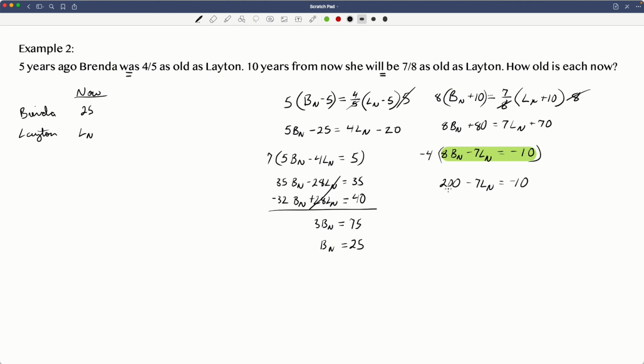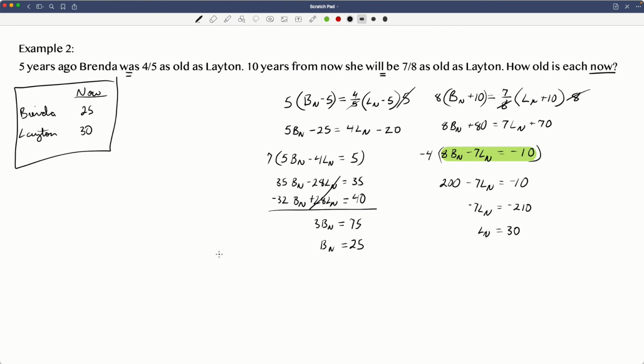If I subtract 200 from both sides, I get negative 7LN is equal to negative 210. Divide both sides by negative 7, I get that LN is equal to positive 30. So Layton's age now is 30. And that is what I was looking for to solve their ages now.